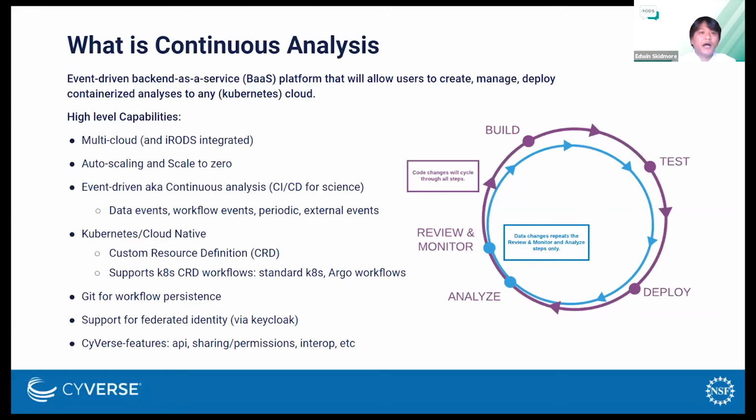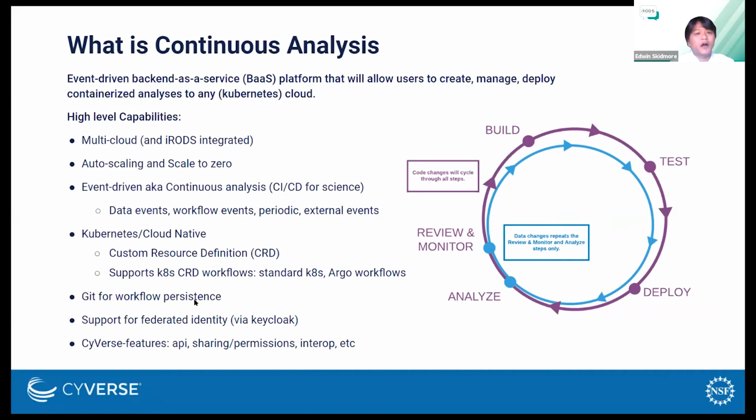And so some high-level features, I'm going to just highlight a few. Continuous analysis is multi-cloud, so if users have access to another Kubernetes cloud, they can make that available within our system, and it'll push the workloads there. I talked about the auto scaling and scale to zero. Continuous analysis is inherently event-driven. We have our own custom resource definitions, and we integrate with other custom resource definition workflows.